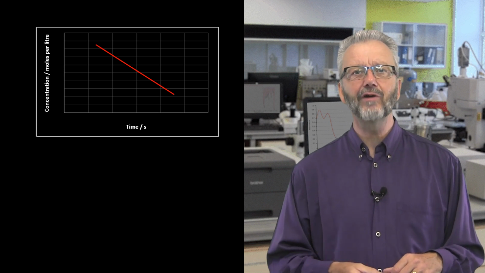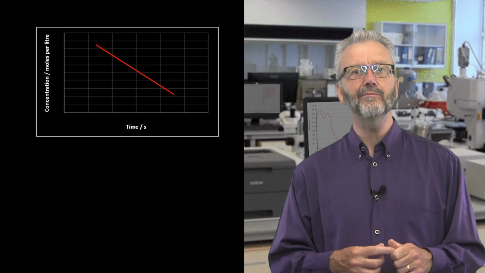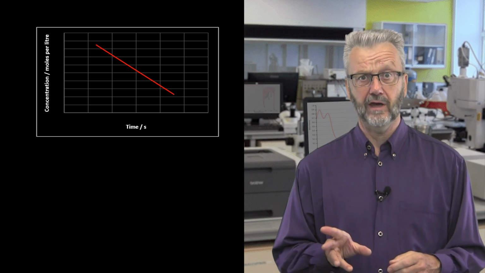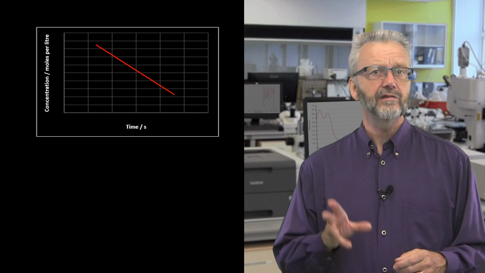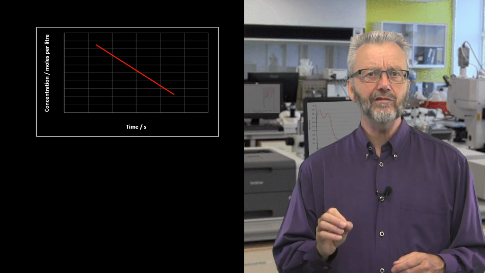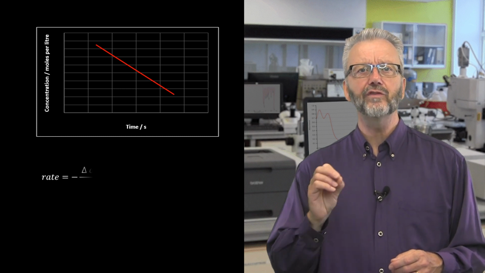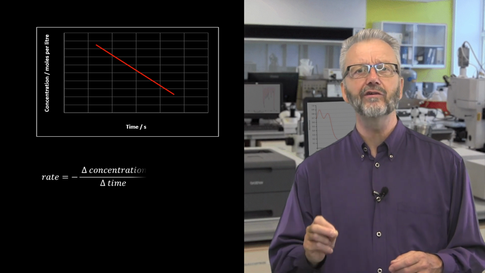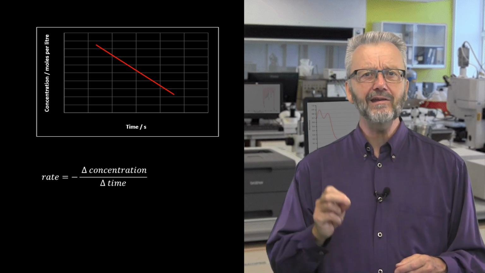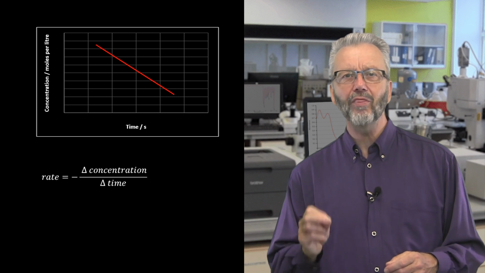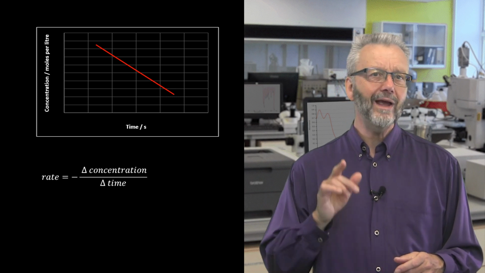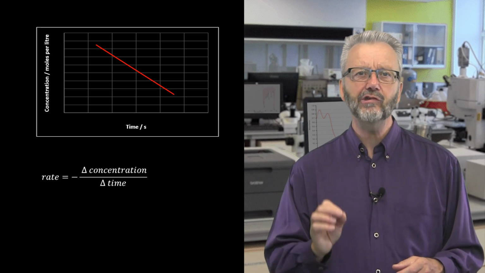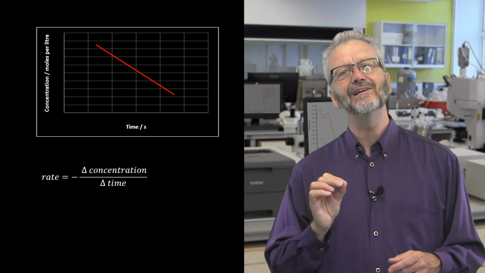However, a negative rate would imply that the reaction is going backwards, which is not the case. So now we can say that the rate of the reaction is equal to the change in concentration of a reagent divided by the time for that change. But we include a negative sign to ensure that the rate quoted is positive.